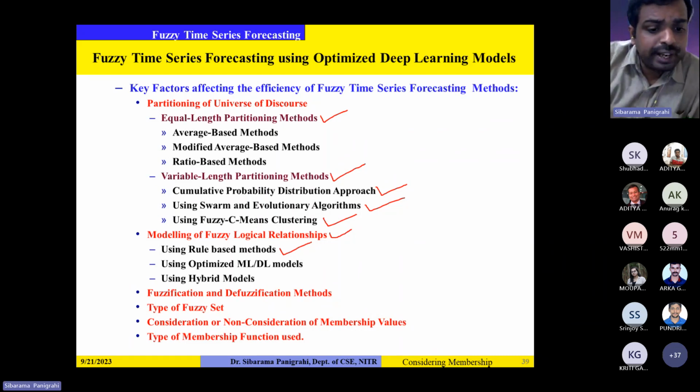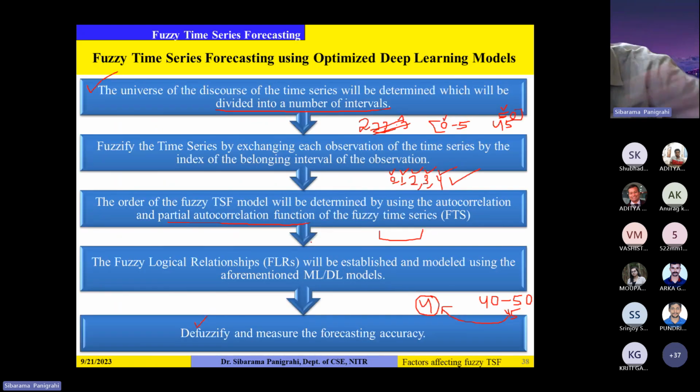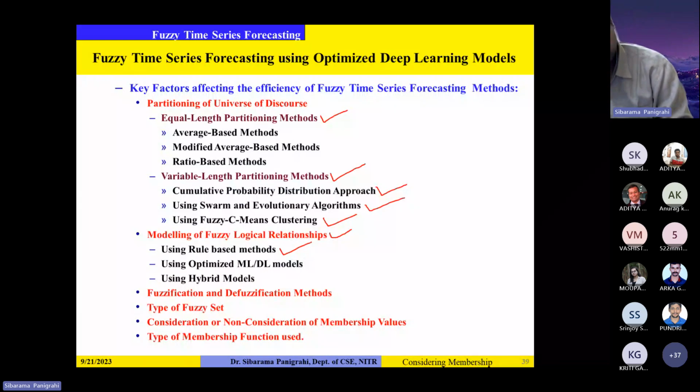Next, of course, you can take different fuzzification and defuzzification methods. You can take different fuzzy sets. I have worked on traditional fuzzy sets, neutrosophic fuzzy sets, hesitant fuzzy sets, and intuitionistic fuzzy sets for developing fuzzy time series forecasting methods. Then you can consider or you may ignore the membership values. In the approach I have told you here, we haven't considered the membership values. But after this, I will tell you another approach where we will consider the membership values.